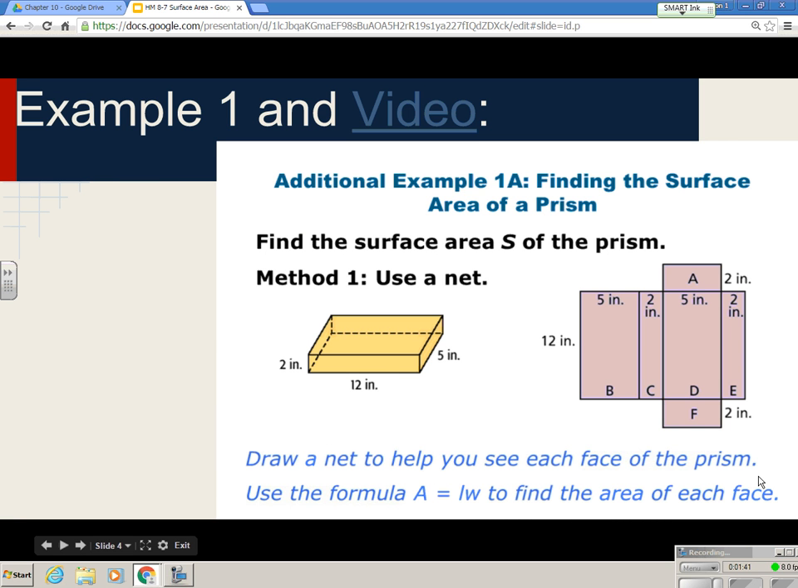All right, so let's take a look at finding the surface area of a prism. We're going to look at two different methods. First one is probably the easiest method, which is taking a shape and laying it out like a net. To draw a net, to help you see all the faces of the prism, basically what you have to do is pretend cutting along one line, and then you break them down. Now, from here, you know that area equals length times width. So you just have to find the area of every single face.